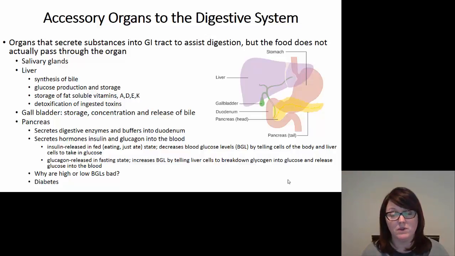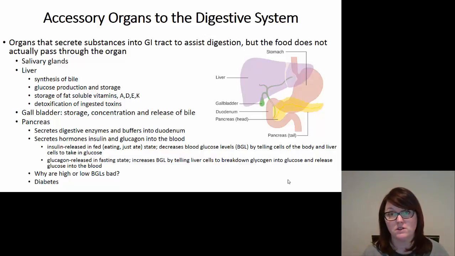And insulin is a hormone that travels through your bloodstream, and it targets various cells in the body, and it tells those cells to take the glucose out of the blood and bring it into themselves. And so by telling cells to take glucose out of the blood and bring it into themselves, we can help to reduce the blood glucose levels.